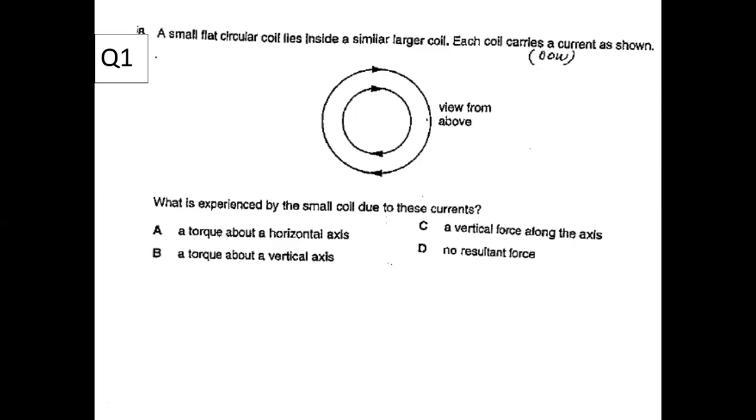Just applying what you have learned. What happens if we have like currents? A? B, sorry, B. How do we have a torque? A torque means you must have two forces there.